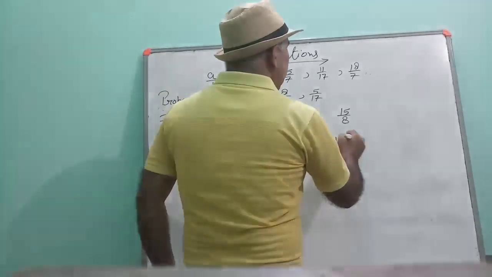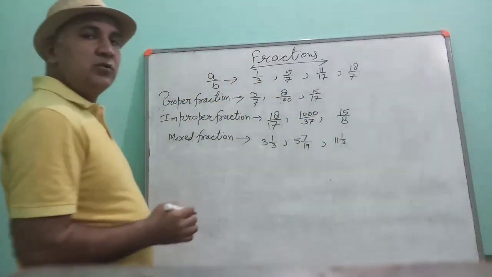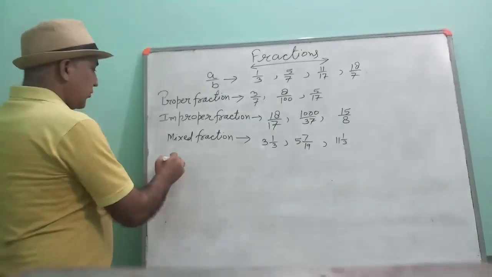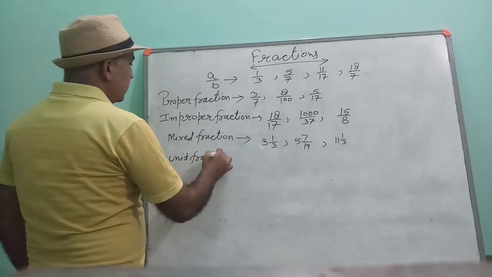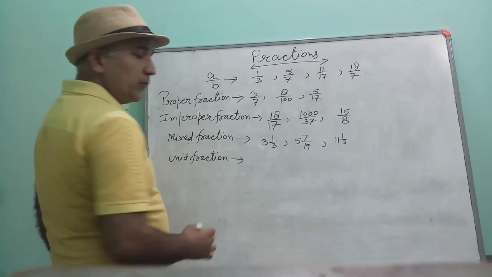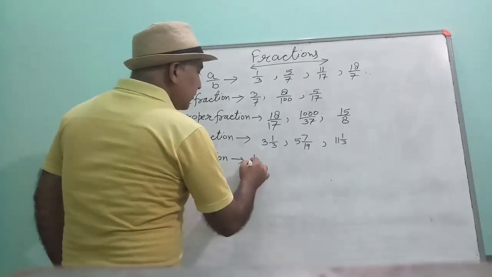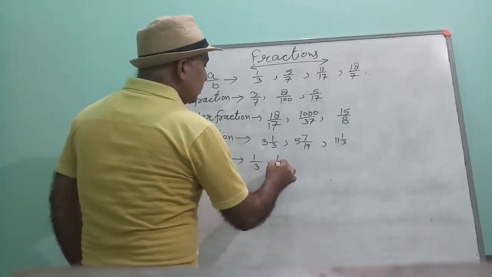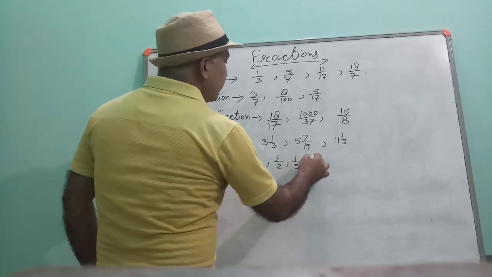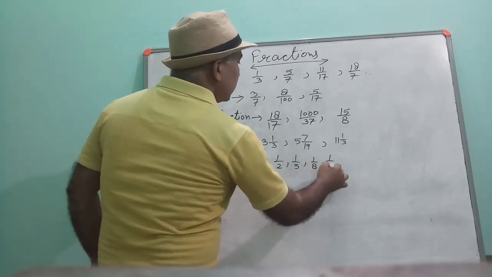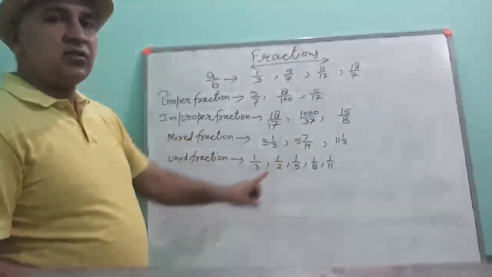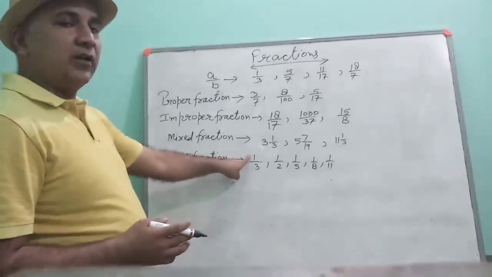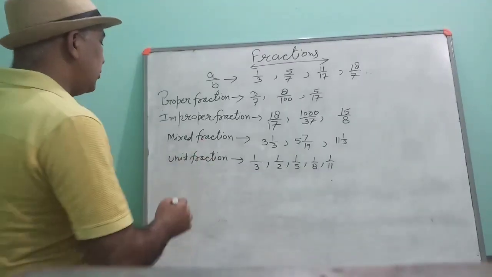Okay. 11 into 1 by 3. This is also a mixed fraction. Okay. Now see next one. Unit fraction. A fraction in which numerator is 1. See, all these are the unit fractions because their numerator is 1. Understood? Denominator is whatever, numerator should be 1. Then that fraction is called unit fraction.